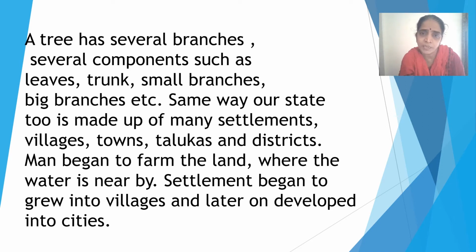Children, now read along with me. A tree has several branches, several components such as leaves, trunks, small branches, big branches, etc. In the same way, our state too is made up of many settlements, villages, towns, talukas, and districts. Man began to farm the land where water is nearby. Settlements began to grow into villages and later on developed into cities.